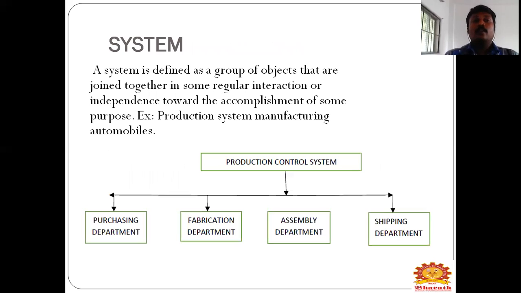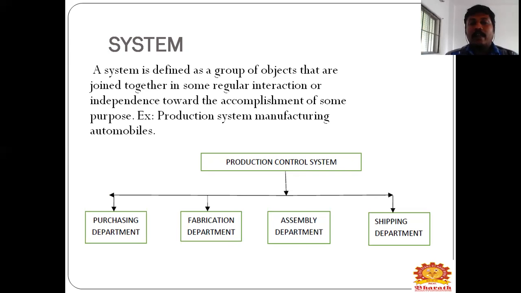Next one, what is a system? A system is defined as a group of objects that are joined together in some regular interaction or interdependence towards the accomplishment of some process. Example, production system, manufacturing for automobiles. In this, we have an example of a production control system.